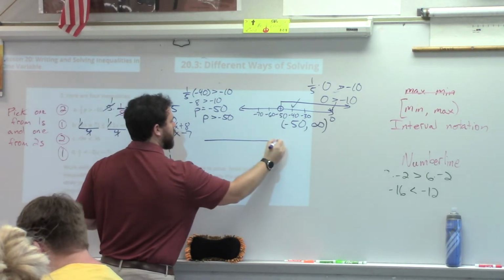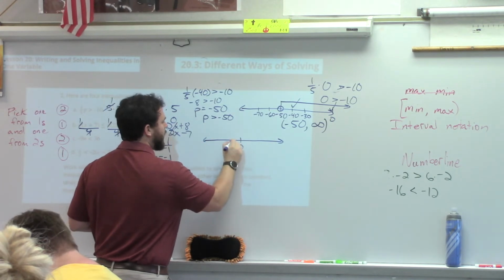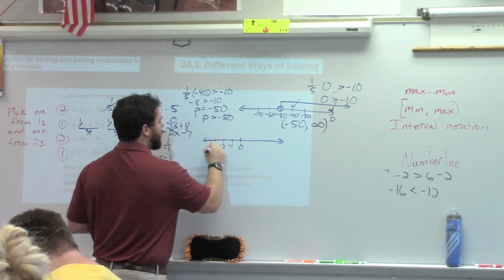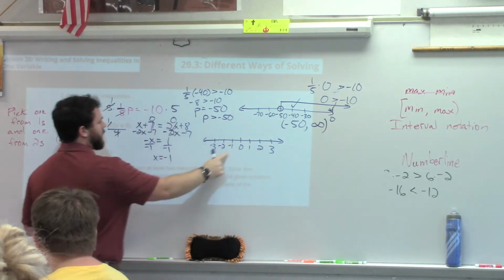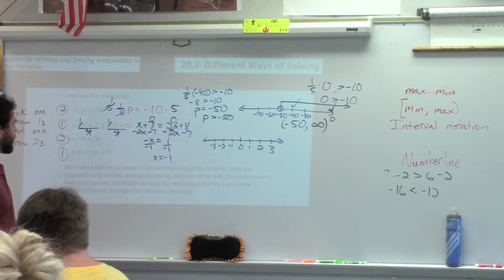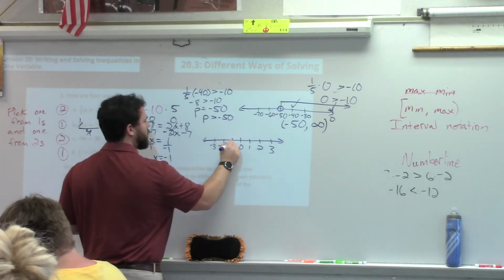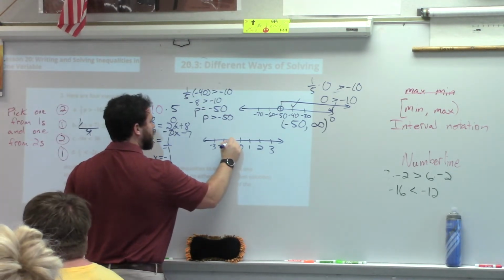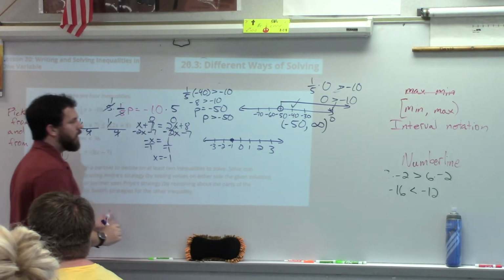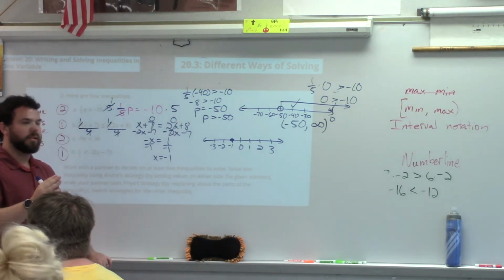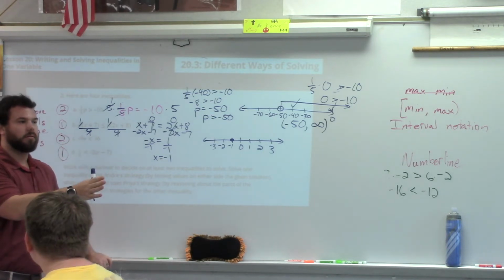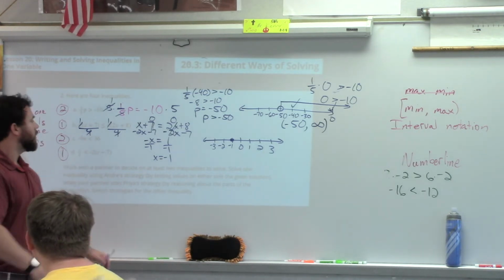So, I know negative 1 has to be on the number line. There it is. Open or closed point? Closed. All right, now I want to find the solutions. It's either to the left or it's to the right.